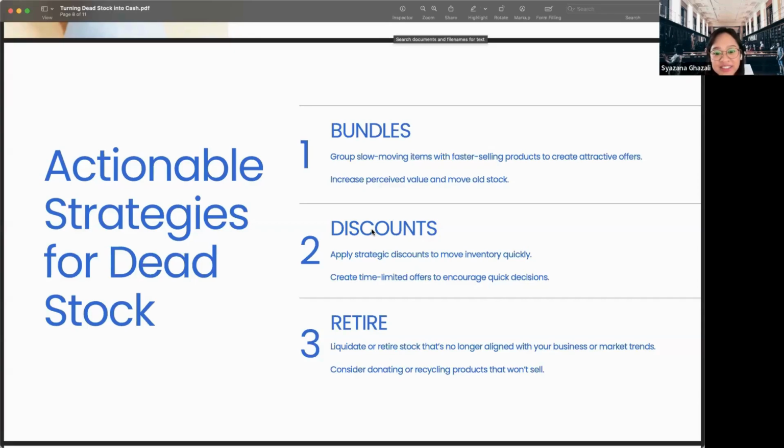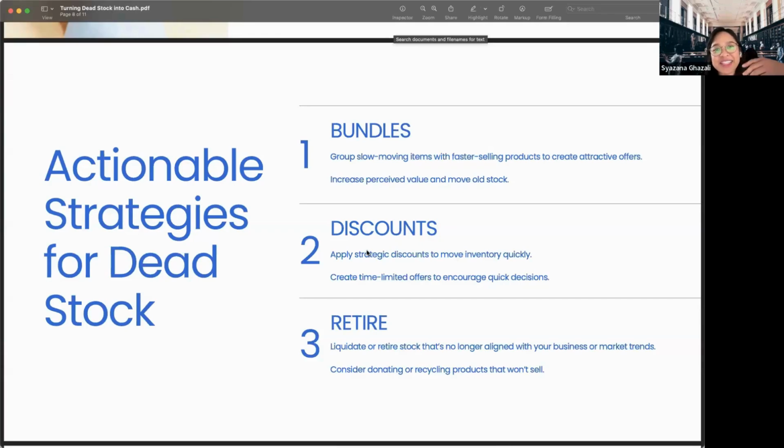So the third one is retire. Retire basically tells you to just stop selling it. So either you delist it, you don't restock it anymore, you stop selling it. So basically just liquidate or retire the stock that's no longer aligned with your business or market trends.